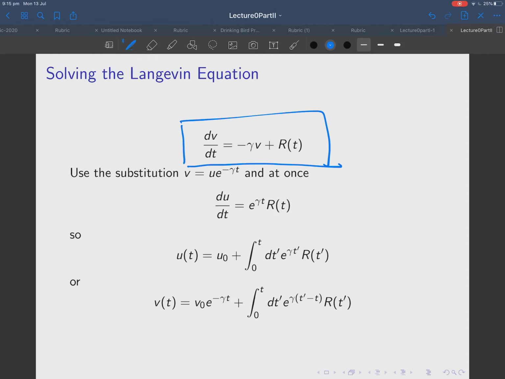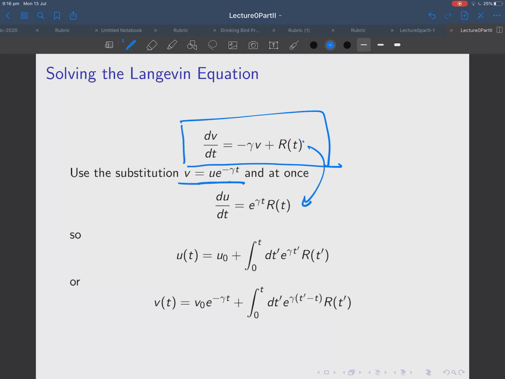Now the easiest way to solve that, you can do it by inspection, but you can also just use this substitution: v is u e to the minus gamma t. Okay. And if we do that, what we find out is that du dt is e to the gamma t r of t. So you just take the equation and it converts into that. By the way, this particular methodology I'm teaching you here is not an examinable part of the course. We're doing it to show you what's going on, but no one would expect you to guess that to solve that you do this substitution. That's not reasonable to guess.